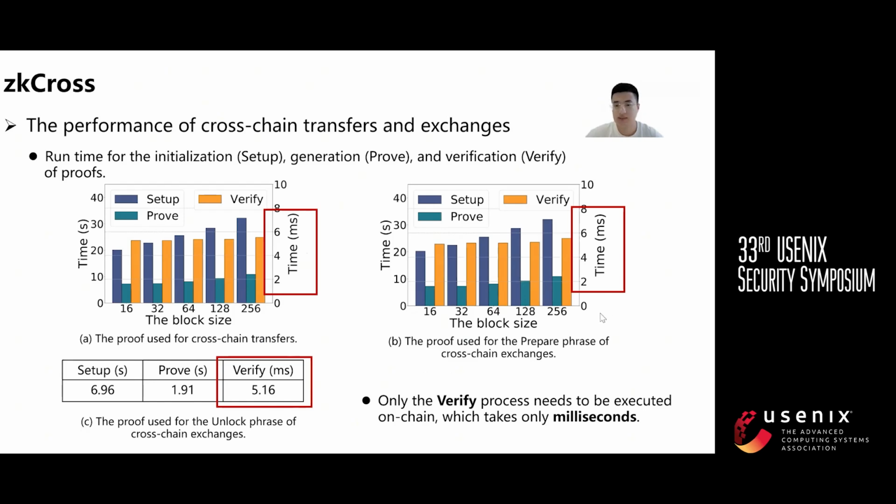We have conducted experiments on zkCross. First, we test the runtime of zkSNARK in the cross-chain transfer and exchange protocols. Initialization and proof generation times were in seconds, while verification time was in milliseconds. Since only the verification process is executed on-chain, the on-chain cost is low.